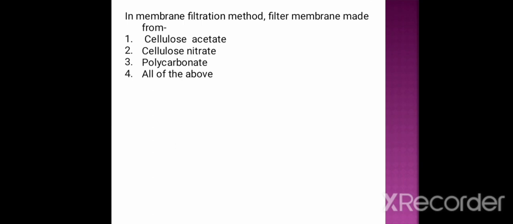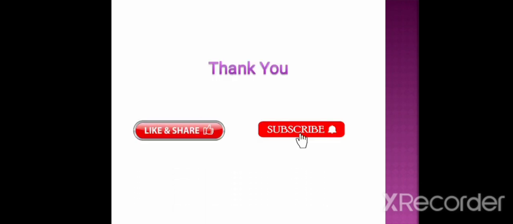Next question. In the membrane filtration method, the filter membrane is made from option 1, cellulose acetate, option 2, cellulose nitrate, option 3, polycarbonate and option 4 is all of the above. And the correct option is all of the above. That is, the filter membrane used in the membrane filtration method is made of either cellulose acetate or cellulose nitrate or polycarbonate.